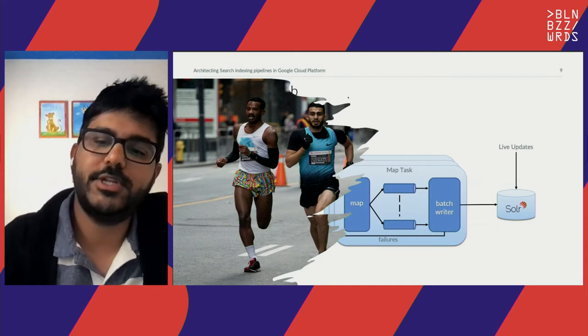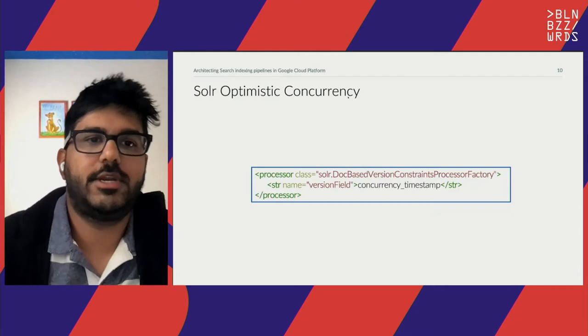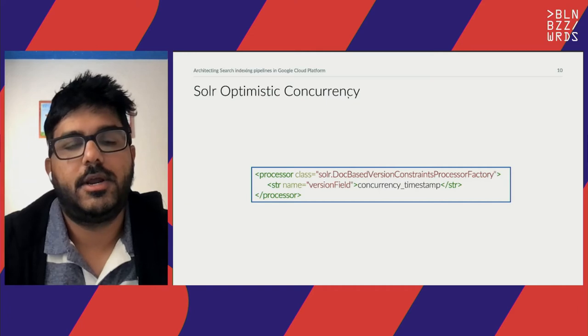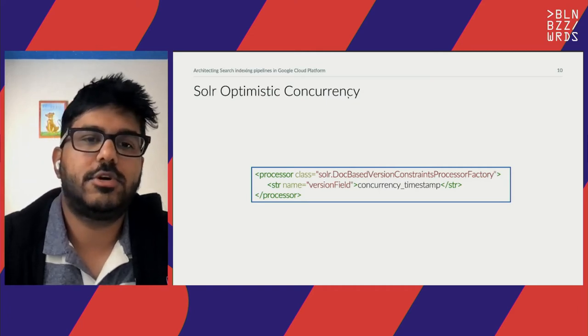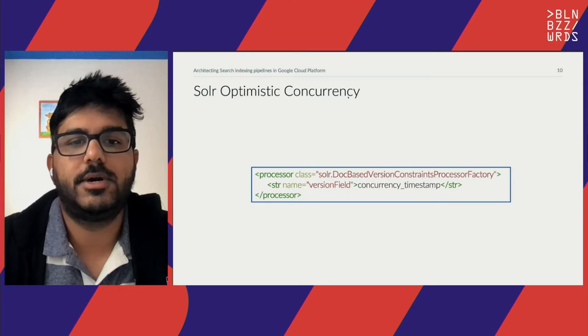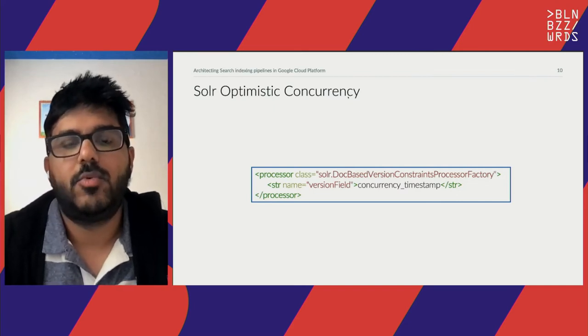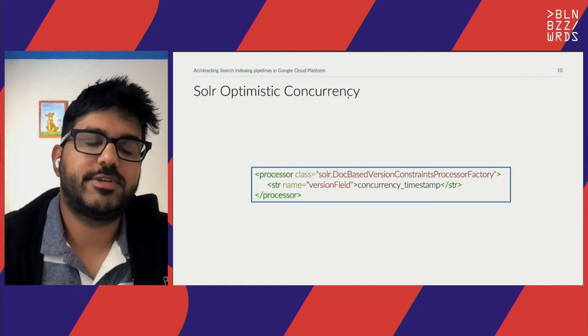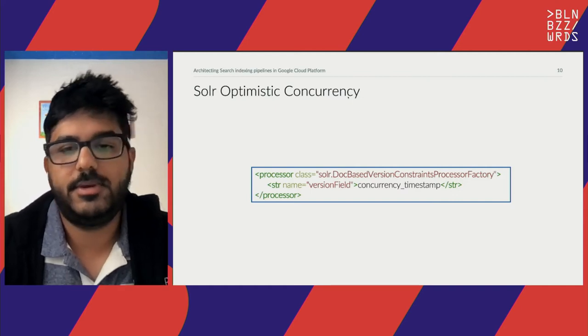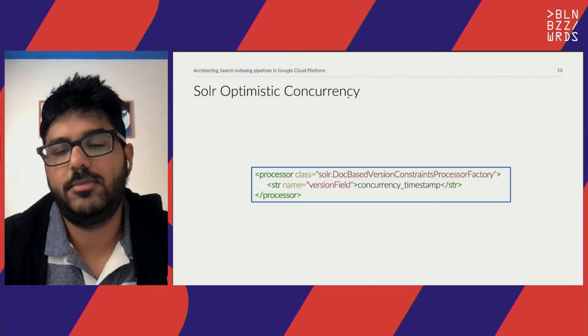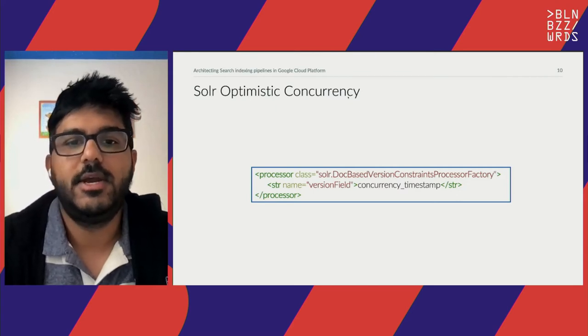And to prevent this from happening, we use Solr in optimistic concurrency mode when we are running the MapReduce job. Now, optimistic concurrency is something that Solr provides out of the box if you use the doc-based version constraint processor factory in the update processor chain in the Solr schema. What it tells Solr is to use a specific field called concurrency timestamp in this case, but you can use any field of your choice to resolve conflicts when there is an existing document in the index and an update comes in.